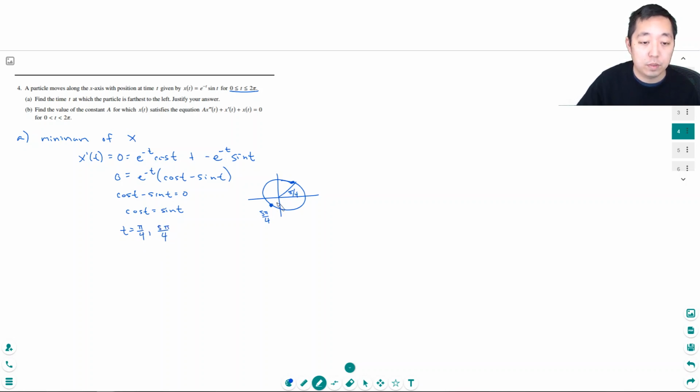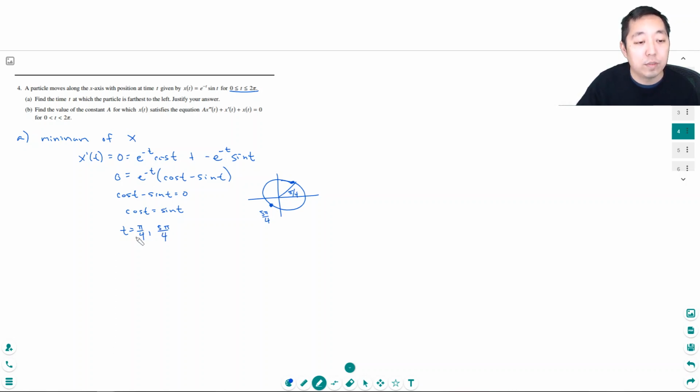Remember, cosine is the x value. You have to do the unit circle. You have to make sure you're solid on that, because sometimes you'll just have to know this. This is the non-calculator portion, so I have to do this all by hand. Okay, good. Now we have to figure out when this is the furthest left.